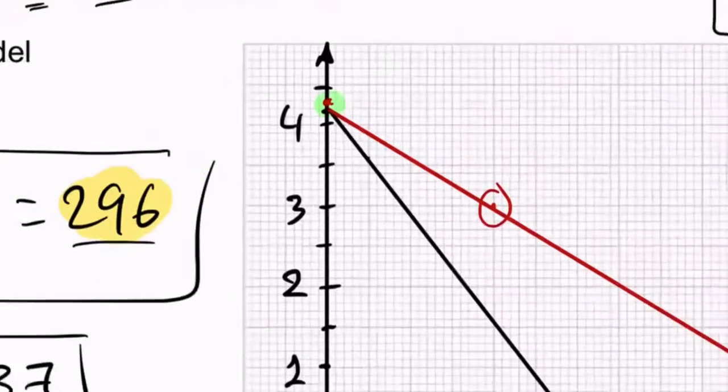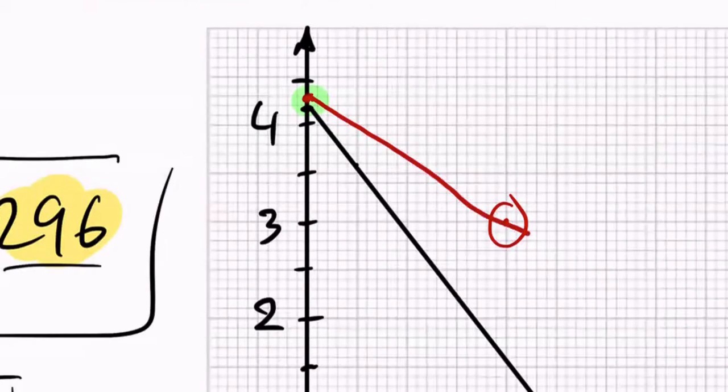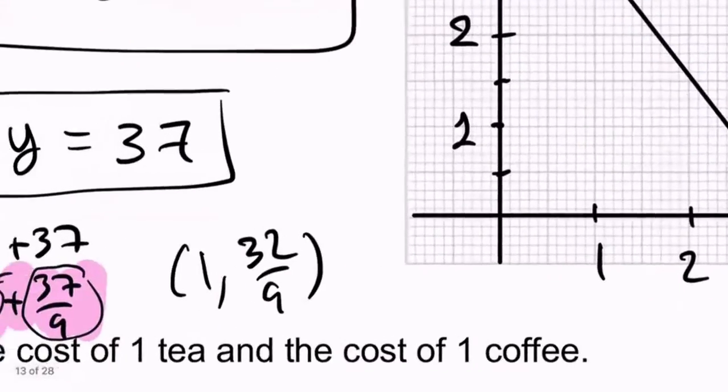Okay, so let us draw this line. Sorry. I need to extend this line. I'll draw this line like this. And I want to extend the black line.